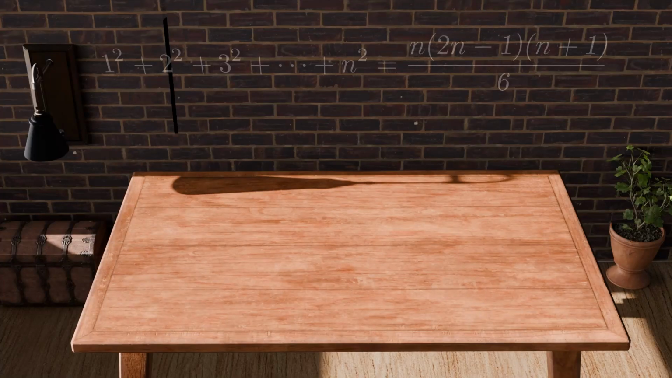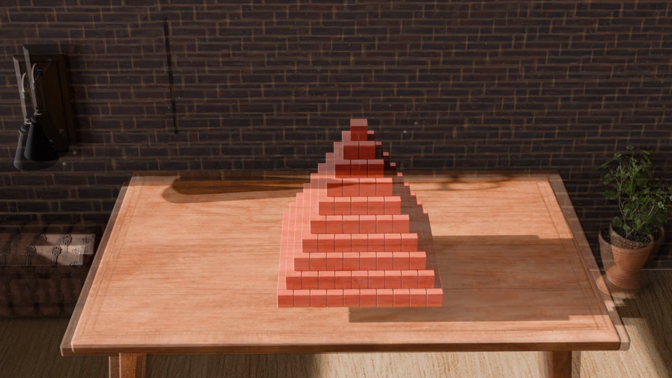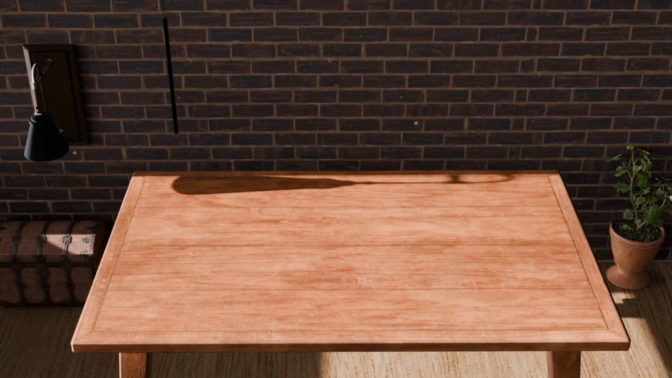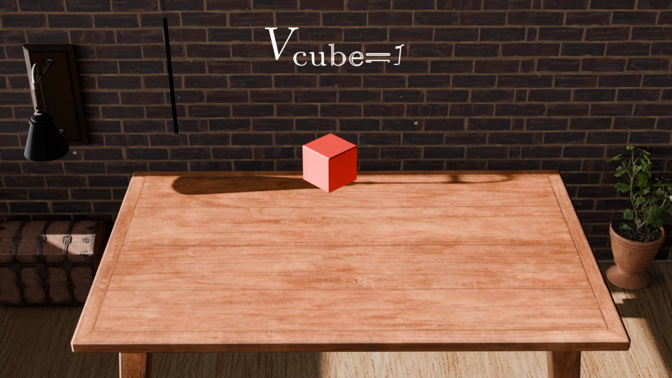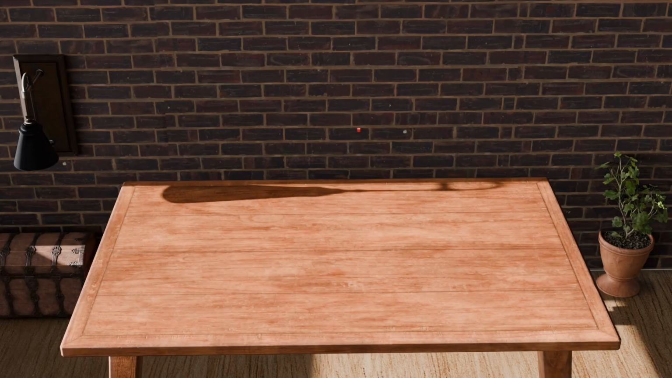In this video, I'm going to prove the formula for the sum of squares with cubes. Let's start. All we need is a cube with side length 1. That means its volume is also 1. Now here's the idea. Let's look at the sum of squares from 1 to 10, but instead of adding numbers, we will count using cubes.